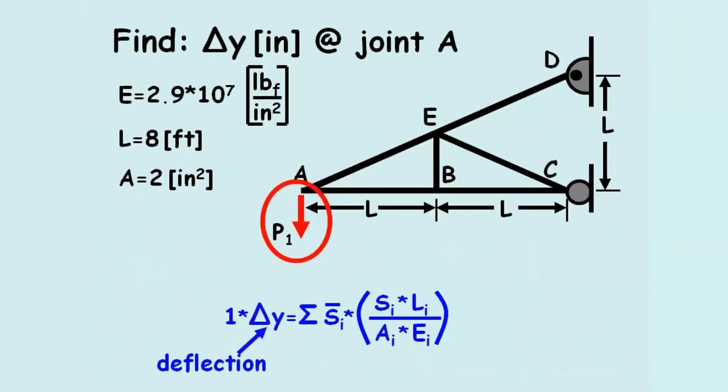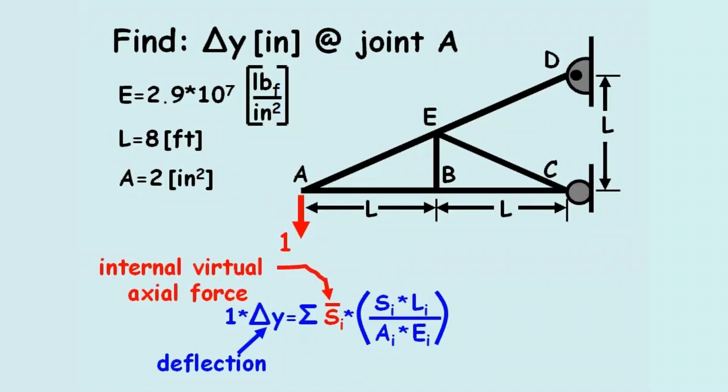The first step in the virtual work method is to remove the actual load P1. Add a unit virtual external load, 1, at the location and in the direction the deflection is to be measured, and then compute all resulting internal virtual forces, S bar I, to be used in our deflection equation.